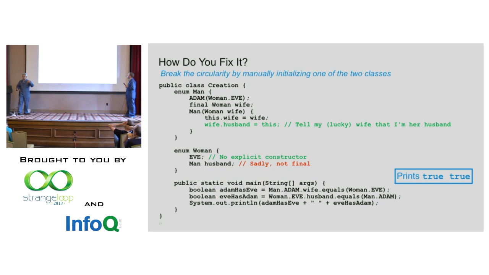So now let's run through the initialization again. This time through, we say man.atom, okay, initialize man. We need woman.eve. Initialize woman. Well, all we do is set Eve equal to a new woman. No work to do. No problems.